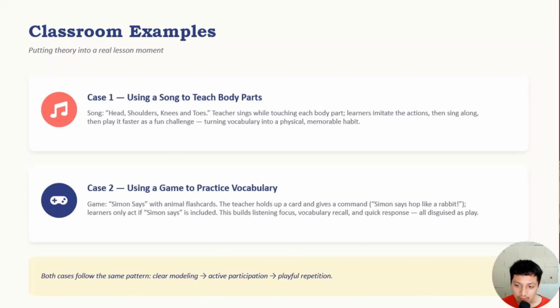Case 2, using a game to practice vocabulary. For example, Simon Says. With animal flashcards, the teacher holds up a card and says a command, like Simon says, hop like a rabbit. Learners only move if Simon says. This builds listening, focus, and vocabulary recall. But it feels like play, not a test. Both examples actually follow the same pattern: clear modeling, then active participation, and then playful repetition.